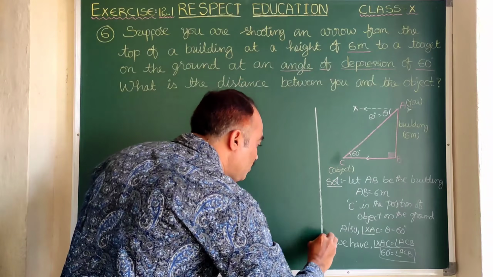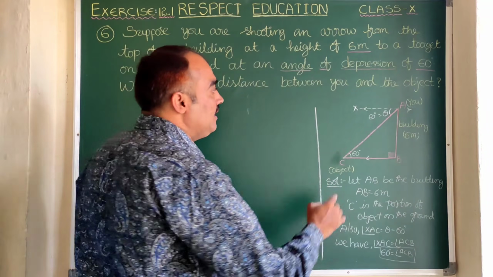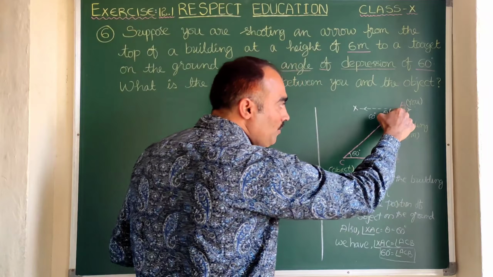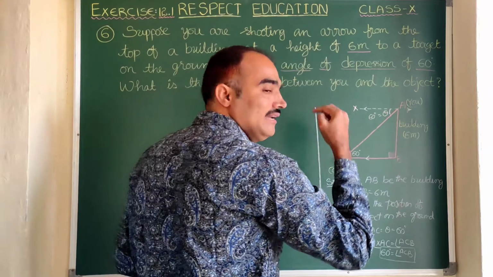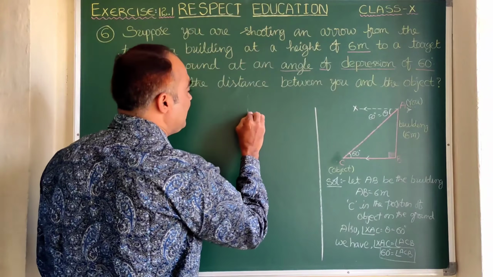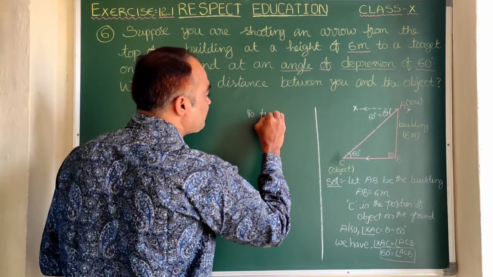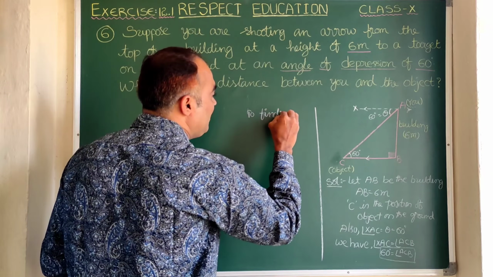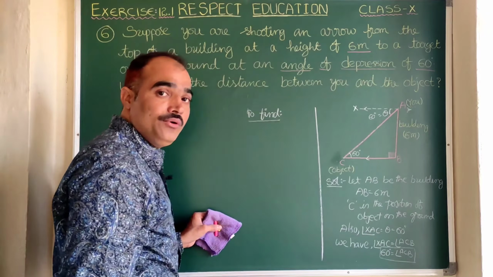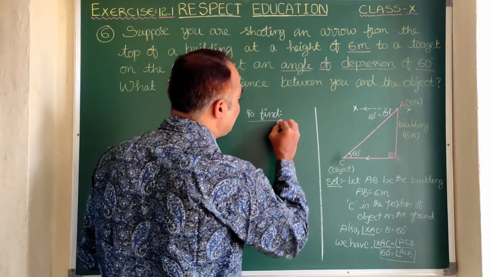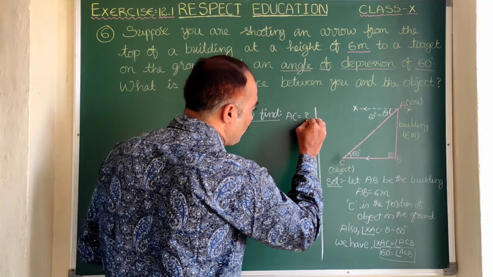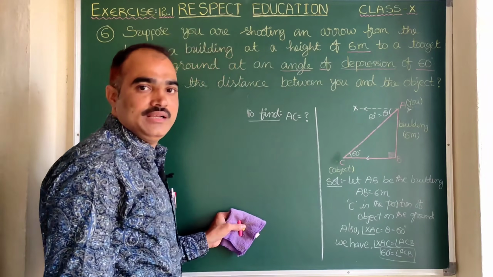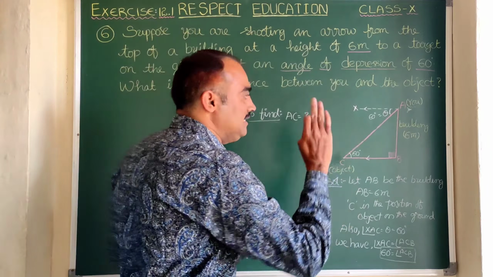Now, what to find here? The distance between you and the object. So here we need to find AC. Clear? So here I am writing to find. What to find? The distance between you and the object. That means AC is to be found. That is our target now. So we are going to find AC.